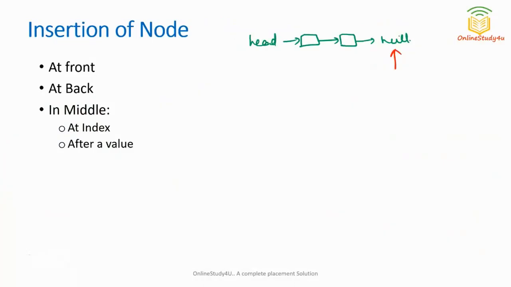Now you can insert at the front of the linked list, that is nothing but here. If you want to insert an element, you can remove this null. This will be pointing to a new node, and that will be pointing to null again. So that is at front. Second thing is that you can add an element at the back. At the back means at the end. How?